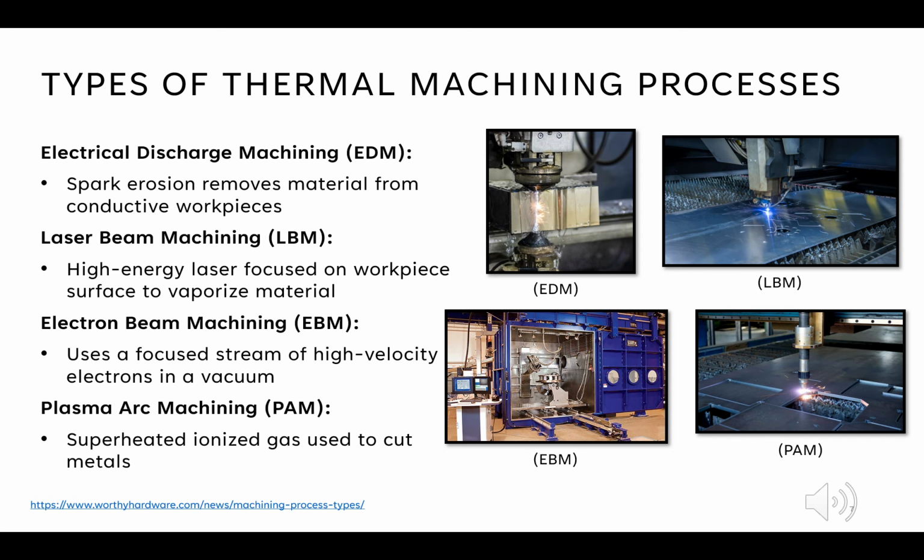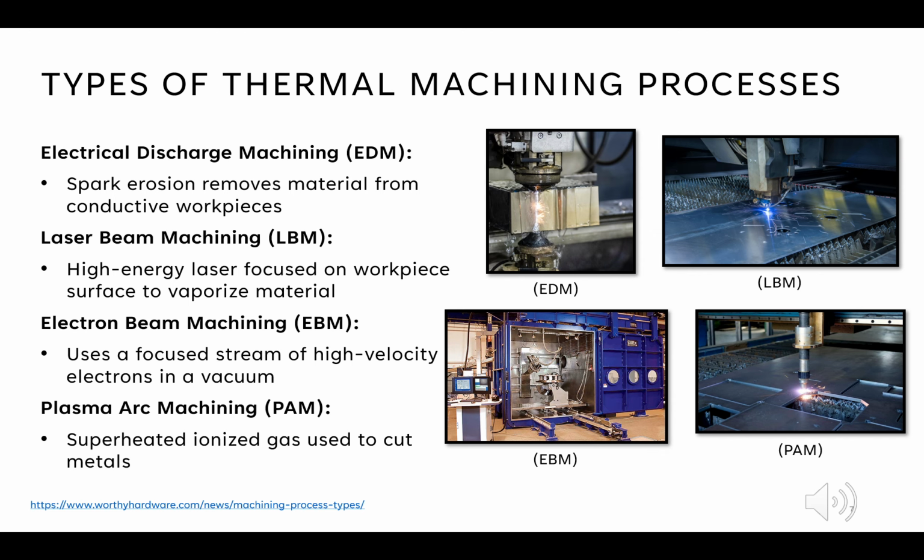Now we'll go over the four main types of thermal machining processes. First is EDM, or electrical discharge machining. It removes material using electrical sparks between an electrode and a conductive workpiece. It's great for precision work like dies and molds. Next is LBM, or laser beam machining. This uses a focused laser to cut or vaporize material. It works on both metals and nonmetals and is commonly used for microdrilling and electronics.